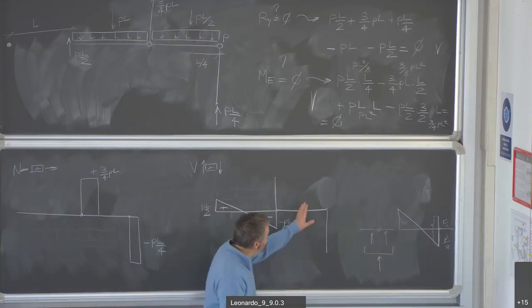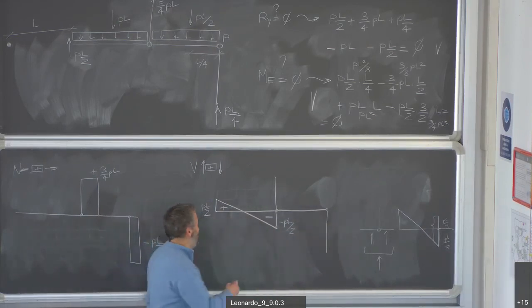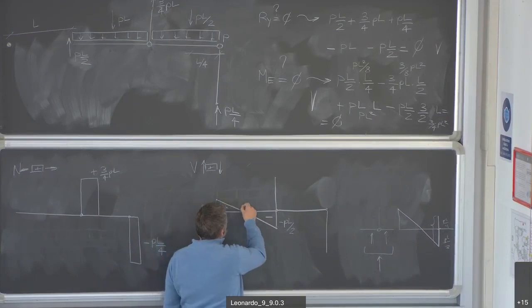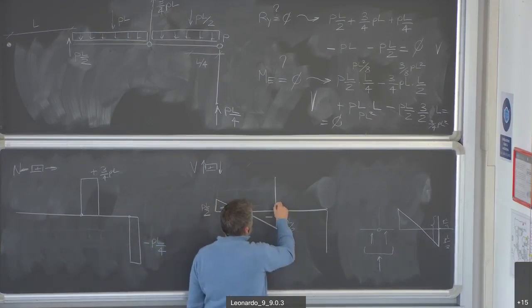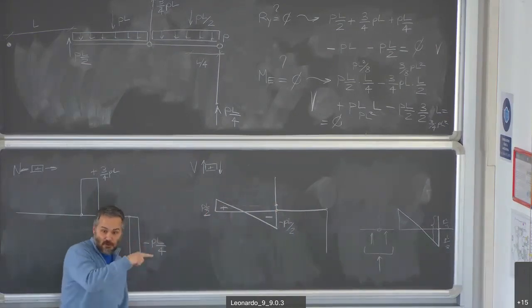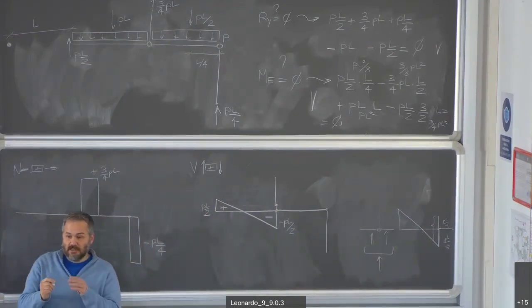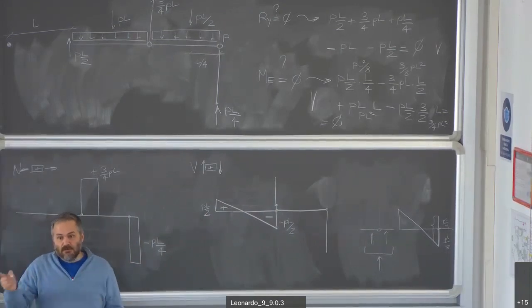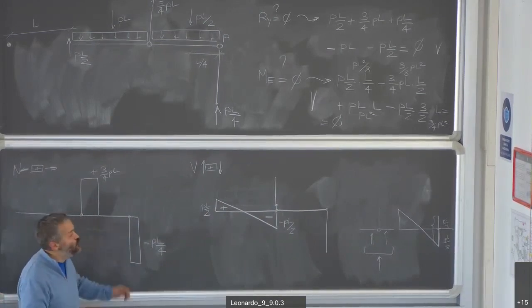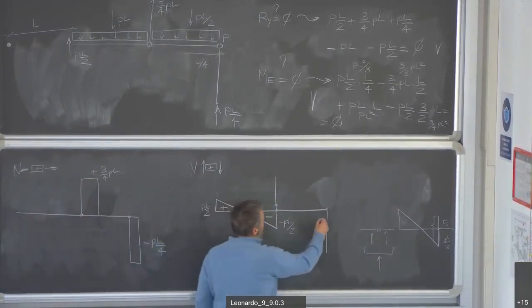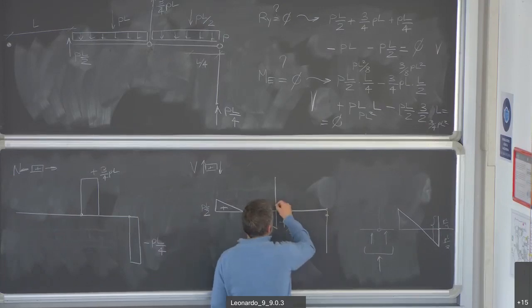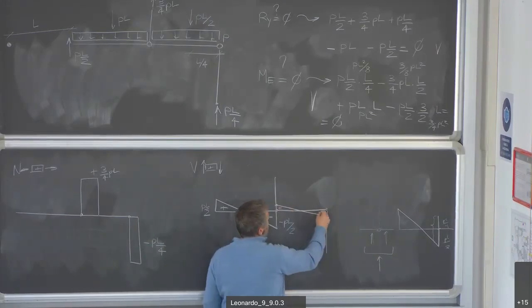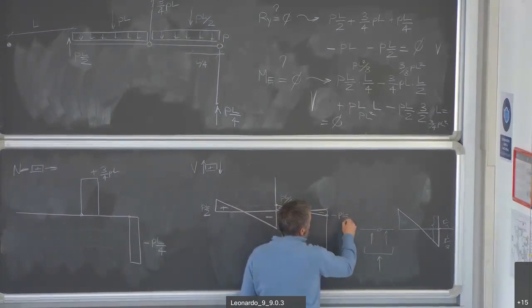What happens on the beam to the right? PL divided by 2 here, PL divided by 4 here. It's, again, positive, because if you look at what we did previously, on the left you have a clockwise shear. To the right of the beam BC, you have a counterclockwise shear. So it goes from positive to negative. This is plus, this is minus, this is PL divided by 4, this is minus PL divided by 4.